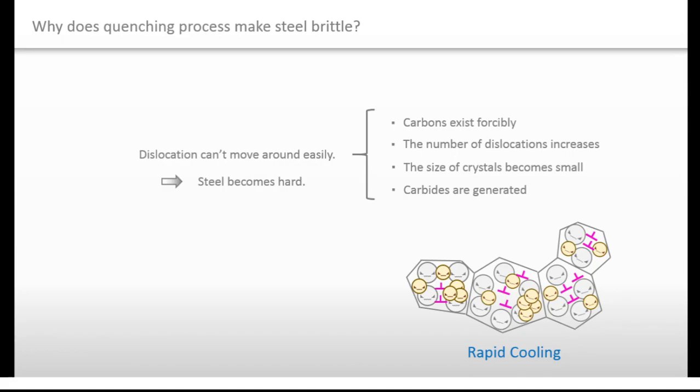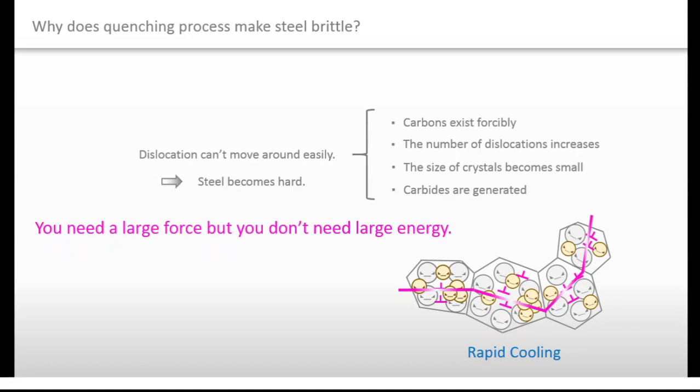So, you need large force for the dislocations to move around in order to break the steel. It is true that you need large force. However, the large force breaks crystal boundaries and weak parts in crystals in one sitting without elongation. So, you don't need large amount of energy to break the steel that has undergone the quenching process.